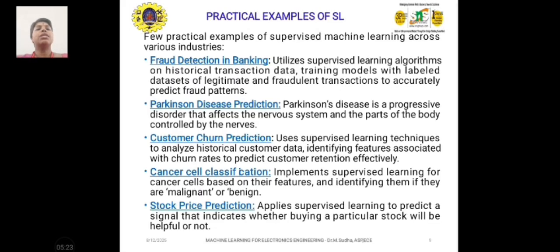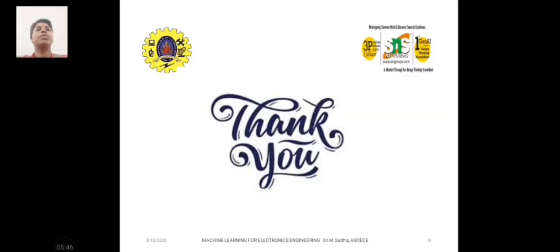And the examples of supervised learning are fraud detection in banking, Parkinson's disease detection, and especially prediction in the medical field, as well as customer churn prediction, that is, what the customer is going to decide will be predicted beforehand. Also cancer cell classification and stock price prediction. These are some practical examples of supervised learning.